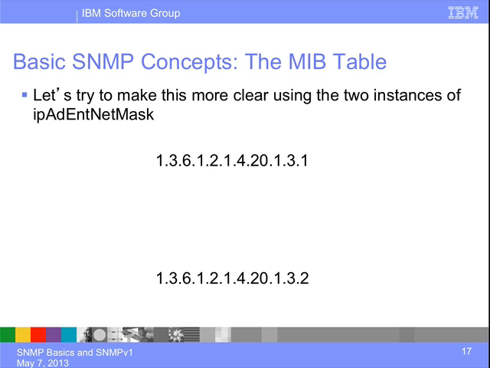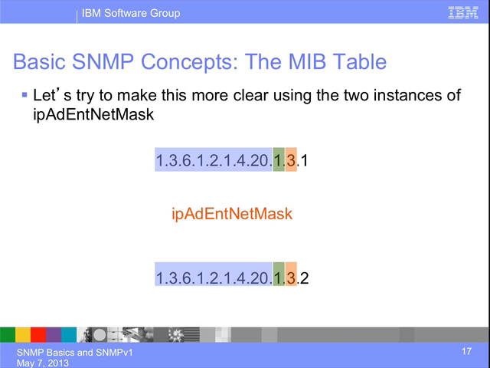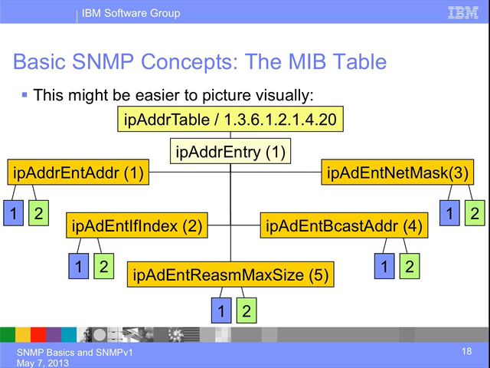This tends to be a bit difficult to swallow at first, so let's try a different way of explaining it. This is your table, ipAddrTable. This is your entry, ipAddrEntry. This is your index, ipAdEntNetMask. And as we have 2 instances, this is instance 1, and this is instance 2. Finally, let's just drive the concept home by looking at it like an actual tree.